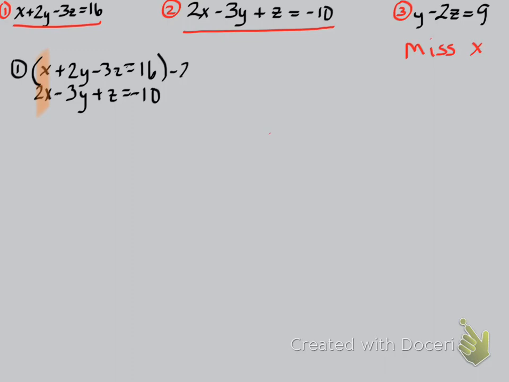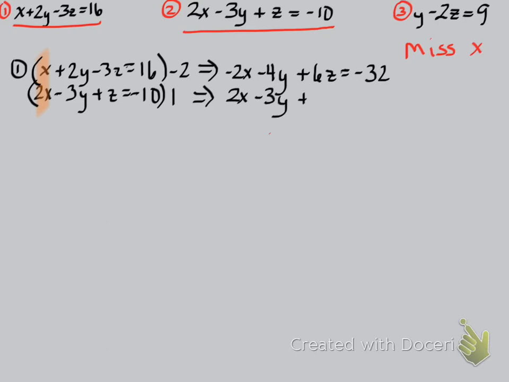If I multiply this first equation by -2, that will result in an equation that looks like -2x minus 4y plus 6z equals -32. The reason I multiplied it by -2 is that -2x plus 2x will cancel out. The second equation I am just going to multiply by 1, or leave it alone, in other words. So we have 2x minus 3y plus z is equal to -10.